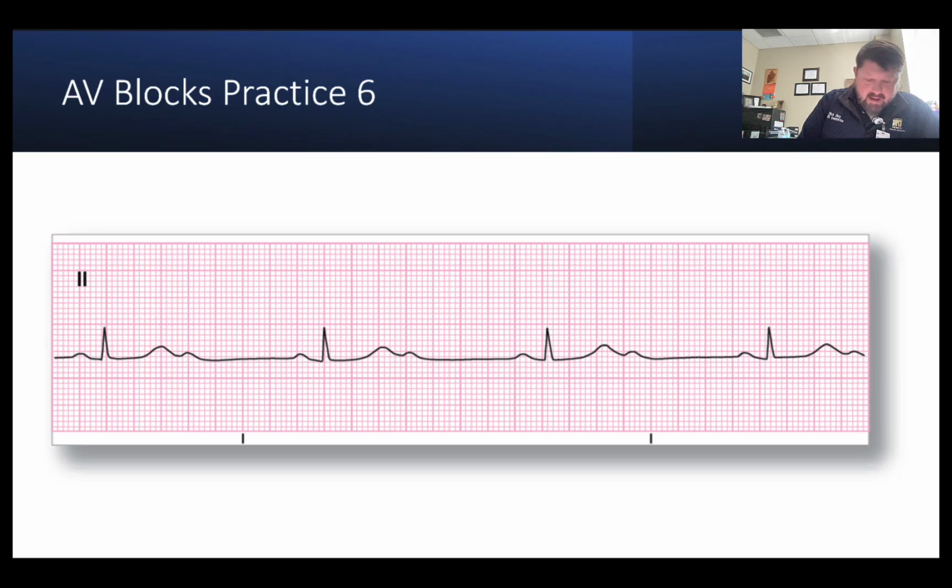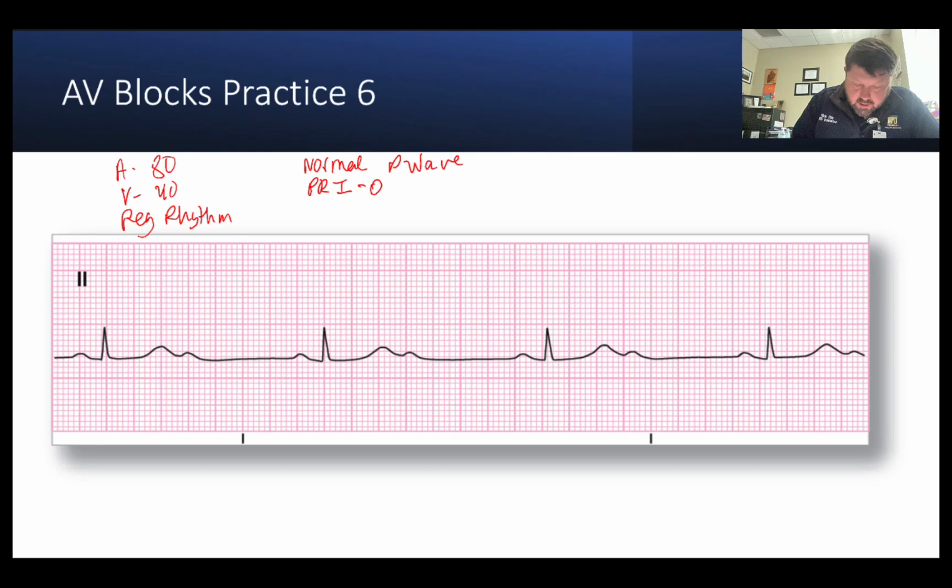Got an atrial rate of 80, ventricular rate of 40. I've got a regular rhythm. I've got a normal P wave. I've got a PRI of 0.20 seconds, and it's constant for the conducted beats. And I've got a QRS of 0.06 seconds.